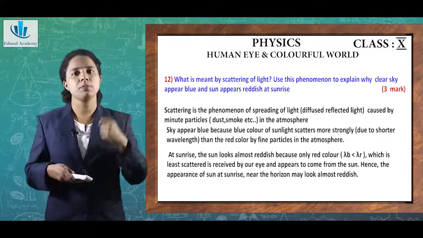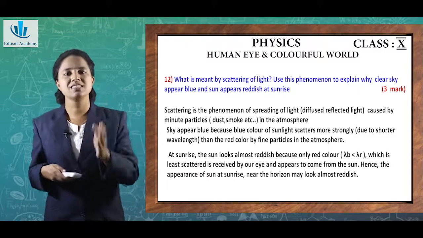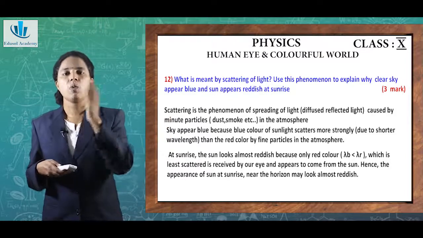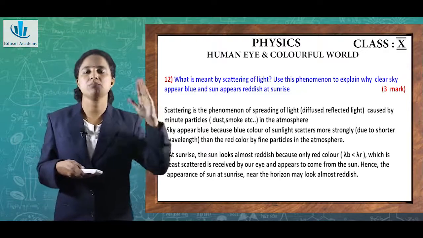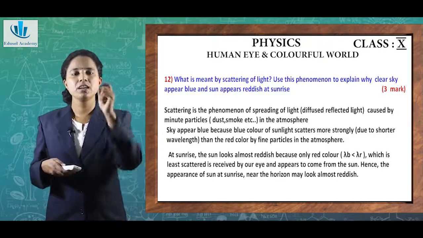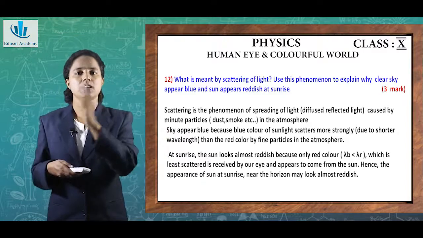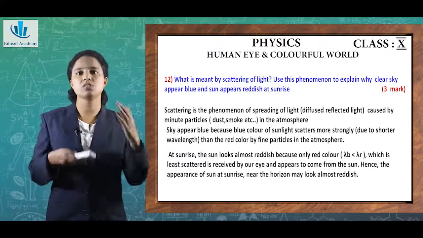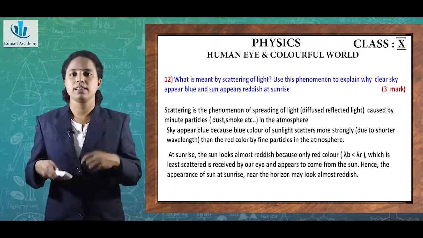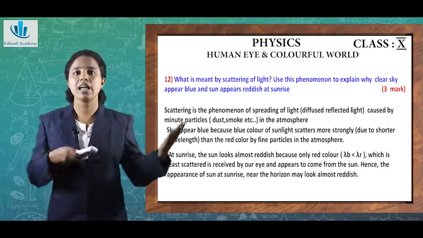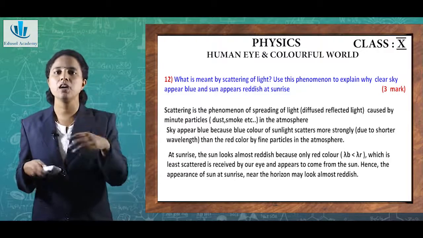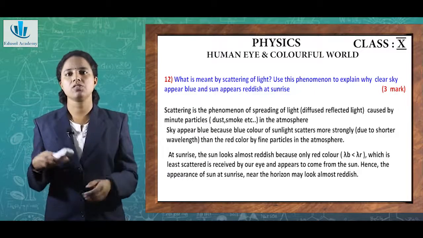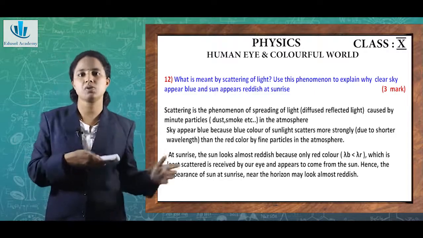And why does the sky appear blue? We know that when we consider the spectrum of light from violet to red, that is VIBGYOR, violet has the least wavelength and red has the most wavelength. So, blue color, which is in the region of lesser wavelength, will be scattered more strongly due to its shorter wavelength than colors like red, which has higher wavelength. That's why the sky appears blue, because the blue color of sunlight is scattered more strongly due to its shorter wavelength than colors like red.